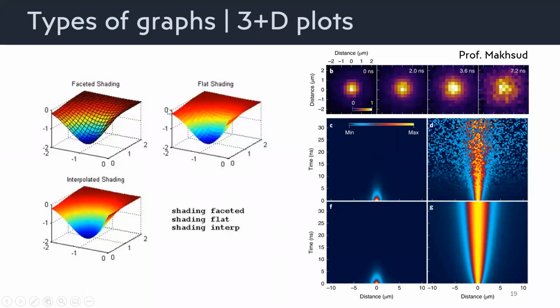There are also different ways of plotting the data in terms of how you represent this, even if you are showing it in a 2-dimensional scheme. So you could have faceted shading, where you have lines between the pixels. This is actually very noisy. Normally you have unnecessary information in terms of lines between the pixels. You can use flat shading. It's this one here, which is the one used by Maksud here. And you can also have interpolated shading.